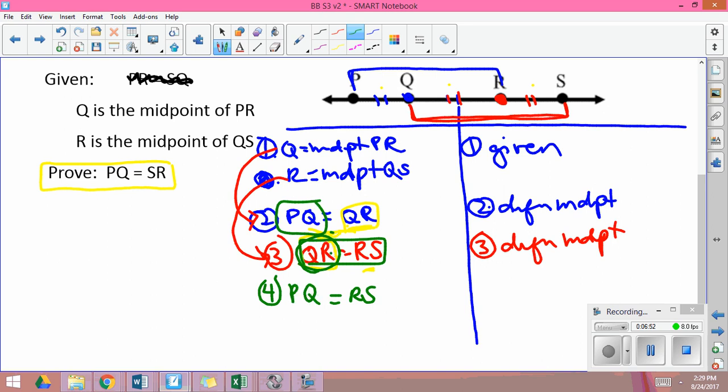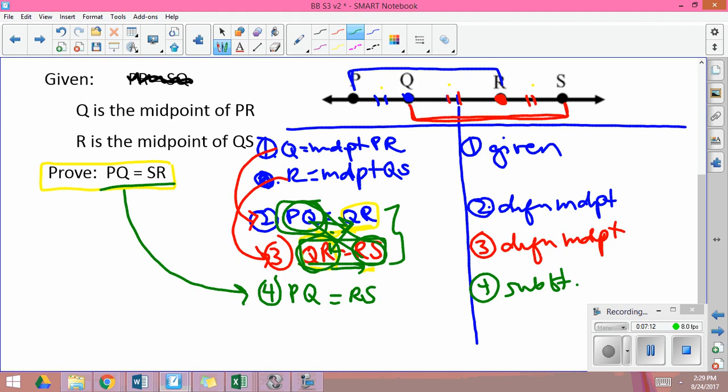Because PQ is the same as QR, and QR is the same as RS, I can say those first and third are the same, and look at what I want to prove. Remember, SR and RS are the same thing. What did I do there? What's my rule that lets me do that? Substitution. This substitution business right here is like 4 quarters and $1, $1 and 10 dimes, and we know that 4 quarters and 10 dimes are the same. It's replacing equal valued items.